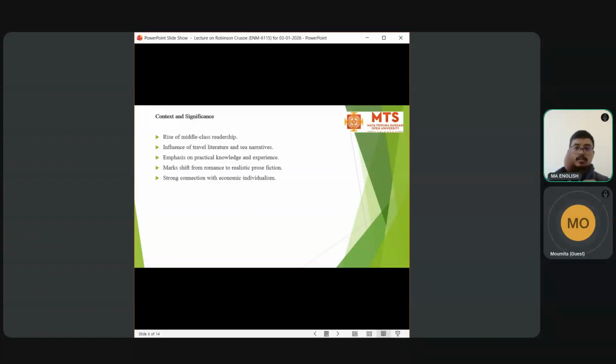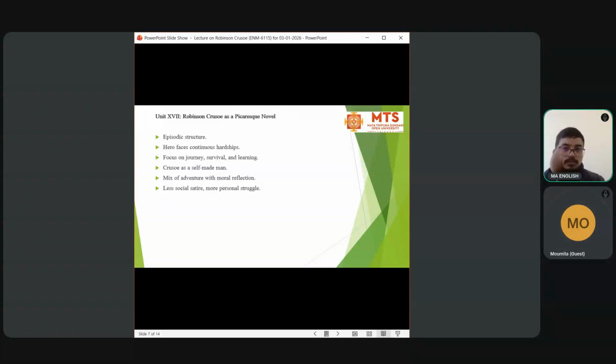Okay, so next let's move on to the next unit, that is Robinson Crusoe as a picaresque novel. What is it? Before that, we all must first understand what a picaresque novel means. A picaresque novel usually presents the life story of a hero who moves from one situation to another and learns through experience rather than formal education.